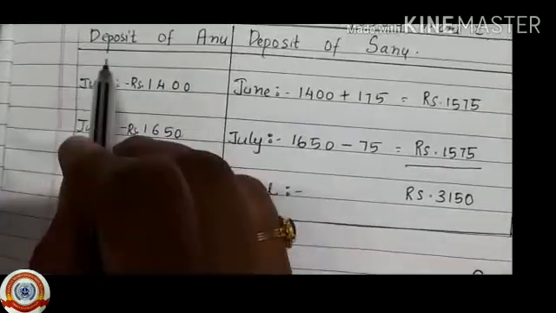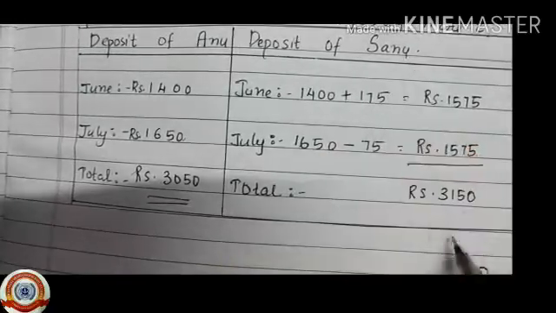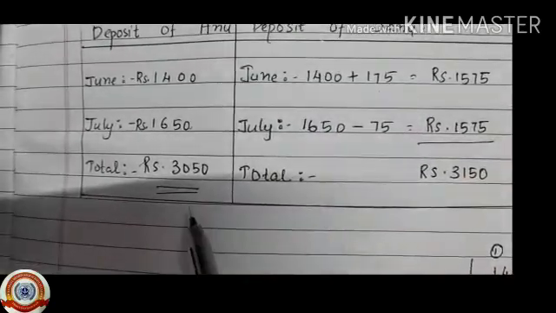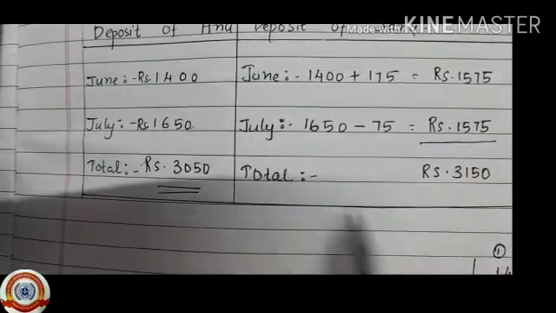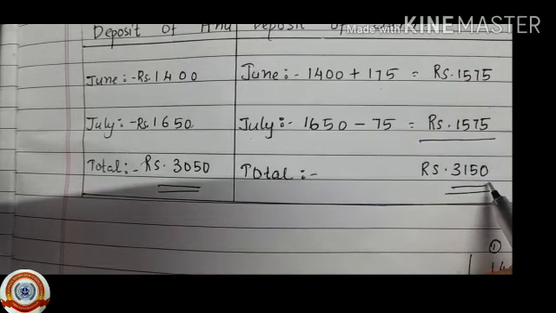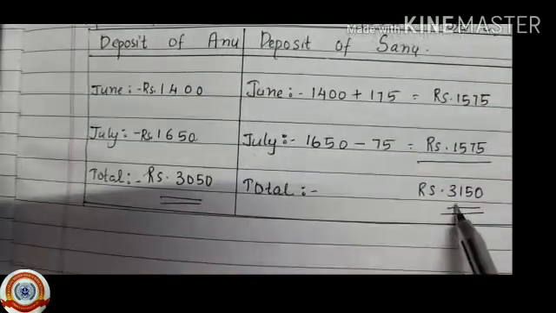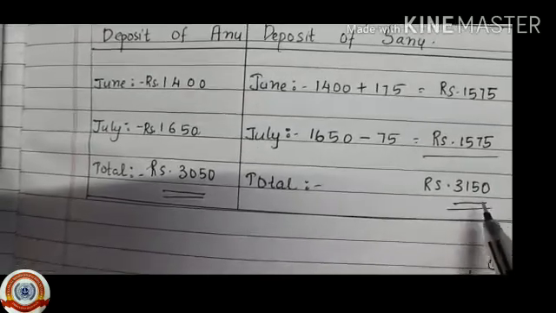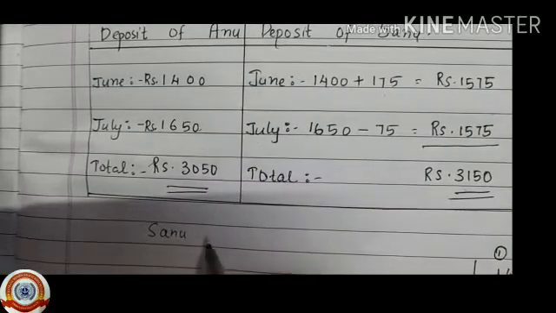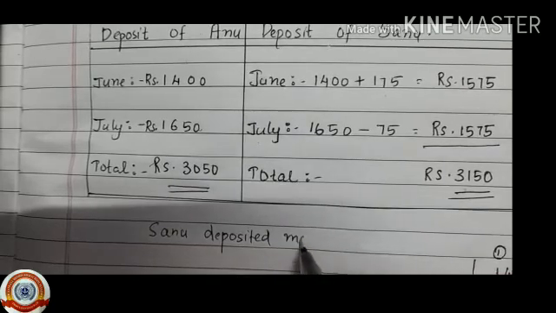How much was the total deposit of Anu? 3050 rupees. How much was the total deposit of Sanu? 3150 rupees. Then, can you say who deposited more amount? Yes, Sanu. Because Sanu deposited 3150 rupees. So, we can say that Sanu deposited more amount. Okay. Then who deposited more amount? Sanu deposited more amount.